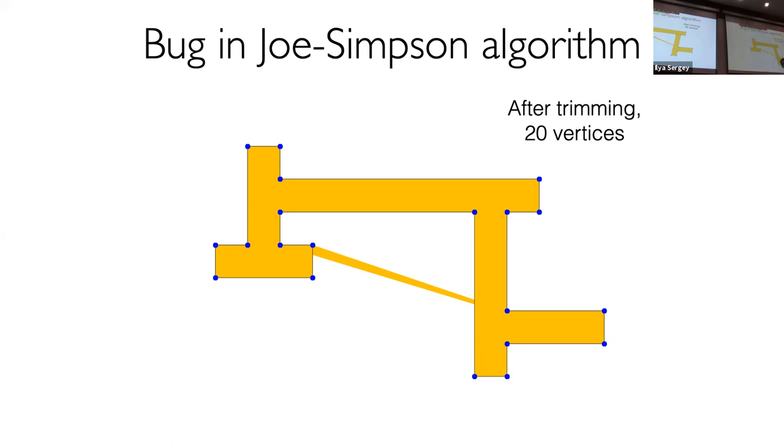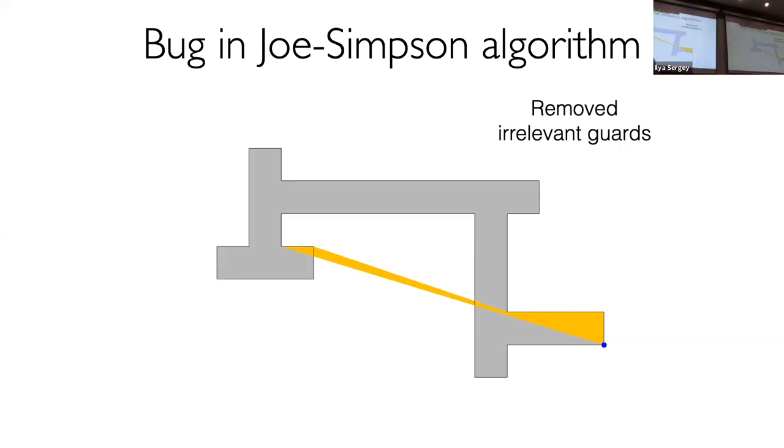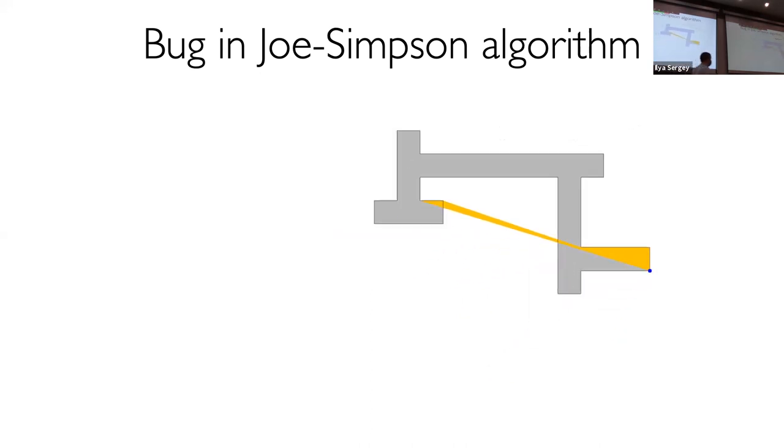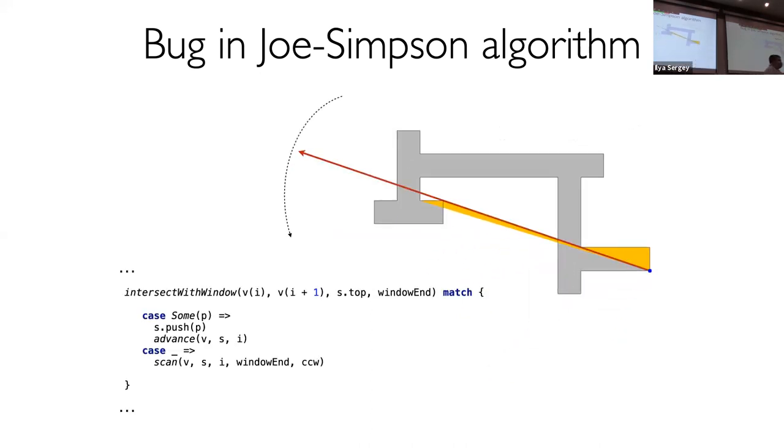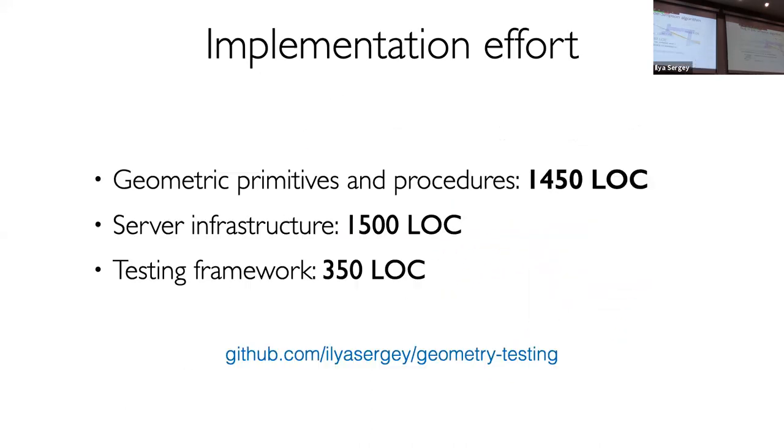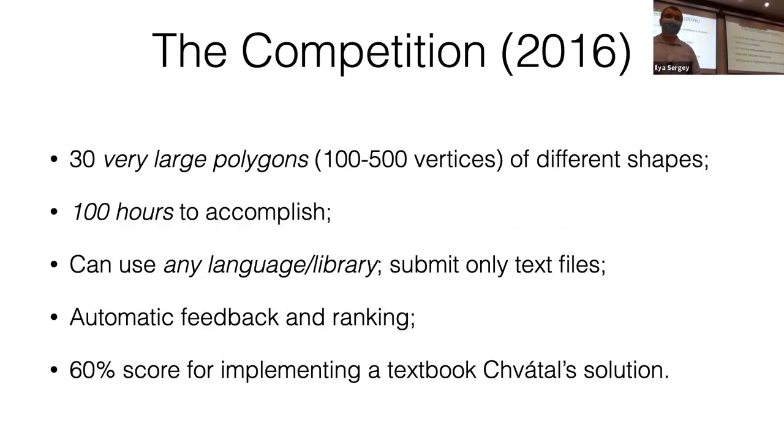So this is an insight that comes from the programming language community, but we applied it to geometry and in fact found a bug in this algorithm, which is as old as me. All that came from organizing this competition. I really don't like to write a lot of code, so the amount of code was pretty small, all written in Scala. We had 30 very large polygons, and it was exactly 1 week, 100 hours, to accomplish.